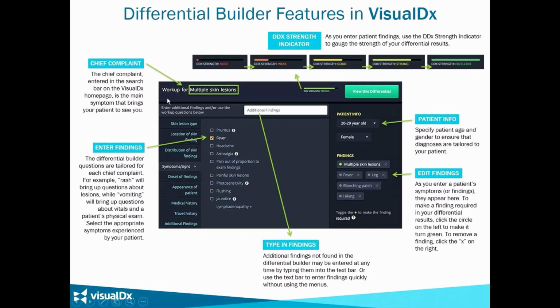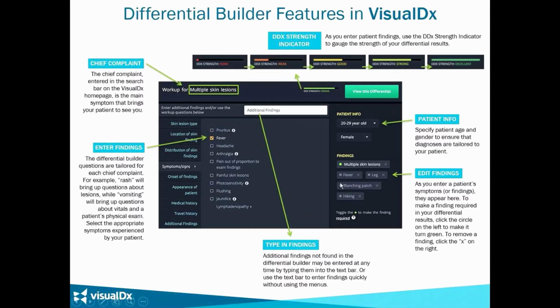So again, here you'll see the workup for the chief complaint, whatever you select from that initial menu. And then you can go through these tabs and add whatever findings are relevant to your patient. You also can type in additional findings, which can be a very useful additional way to find specific things that you may be considering. One neat thing about that is you can add in medications that the patient is on. You can also add in travel history just by typing the name of a country. So that's a unique feature that helps to narrow down your differential.